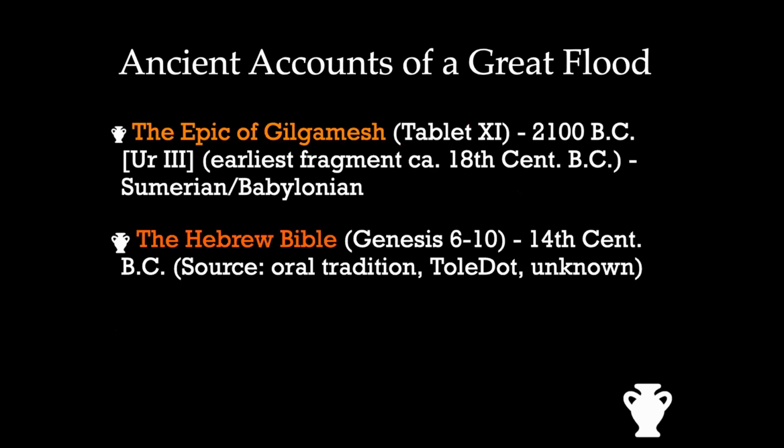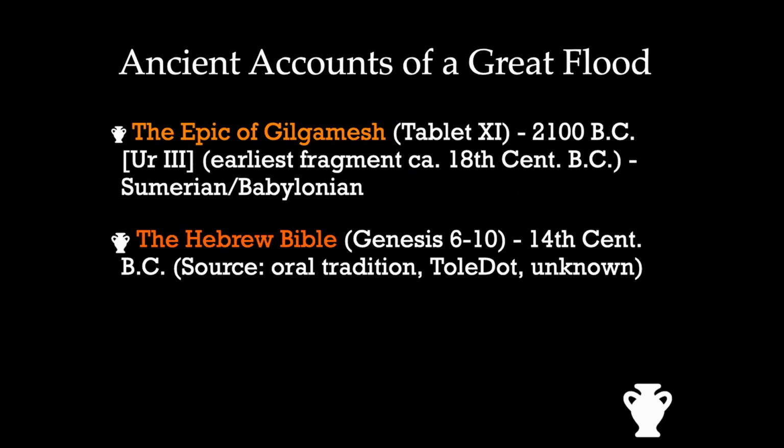One of the earliest documents that we have of the flood, apart from the scripture, is the Epic of Gilgamesh, Tablet 11, that dates to 2100 BC. This is from the Ur III period. The earliest fragment is from the 18th century BC. It's Sumerian, Babylonian.